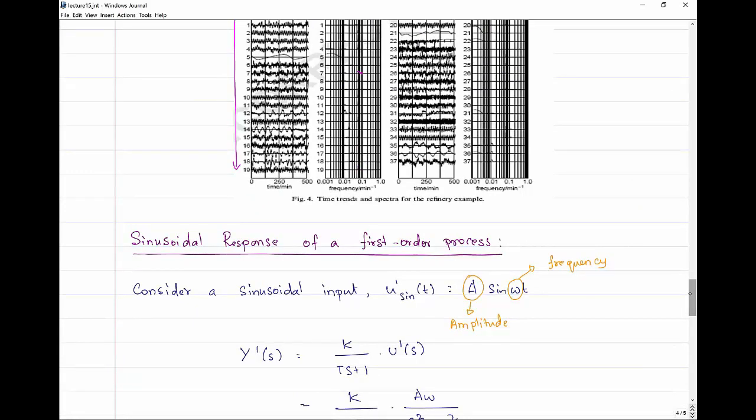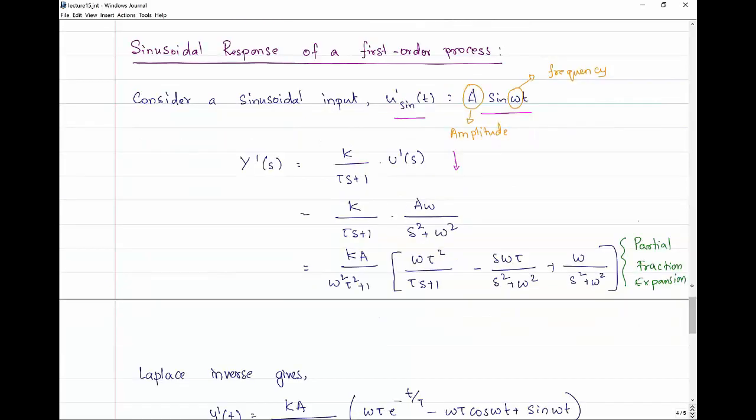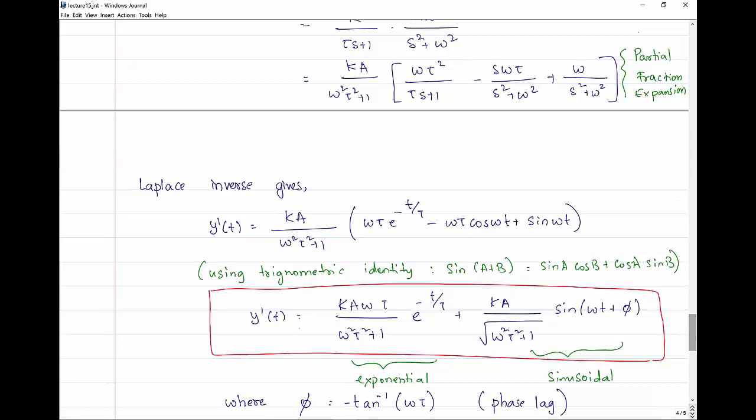So let's study sinusoidal response of a first order process. Now we go back to the definition of Laplace transforms and the definition of the sinusoidal function, which is a times sine omega t. The output is calculated as usual by multiplying the transfer function with the Laplace transform of the sinusoidal wave and then using partial fraction expansion. The Laplace inverse turns out to be this expression here. I don't want to go through the math, but the math behind this is quite straightforward. You should be able to find it in the textbook.